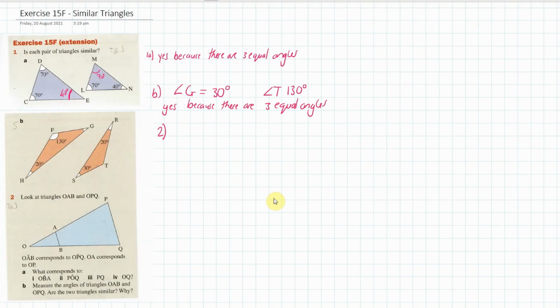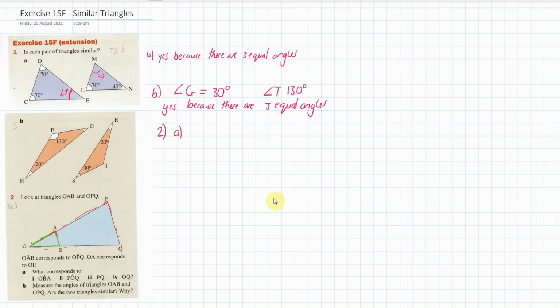Okay, look at the triangles OAB and OPQ. Angle OAB corresponds to OPQ. That means that this angle here corresponds to this angle here, and OA corresponds to OP. Okay, so essentially we've got 2 triangles: we've got this triangle here, and then we've got our bigger triangle, which goes all the way up there and down here. Okay.